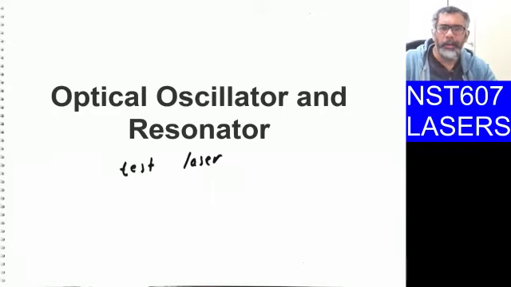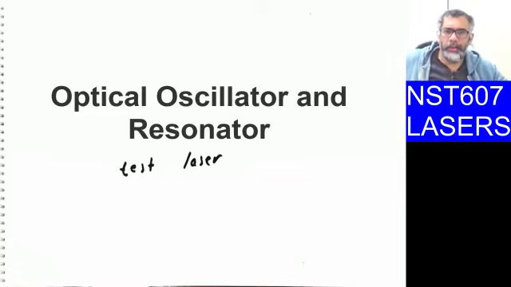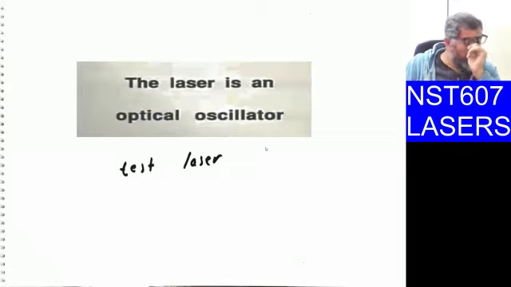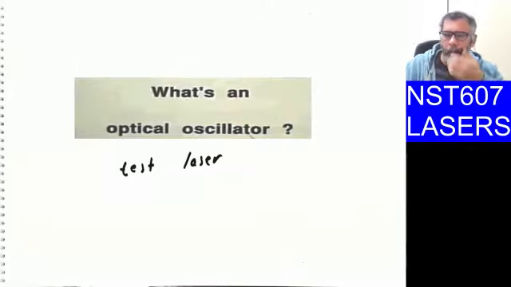Okay, let me start with this new chapter, which is about optical oscillators and resonators. Why am I talking about this? Because the laser is an optical oscillator, and in order to understand the laser, first we have to understand what an optical oscillator, or in general, what an oscillator is.